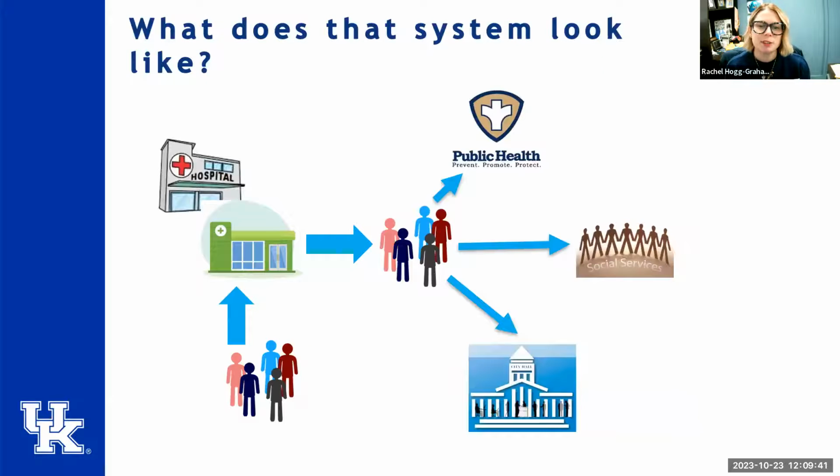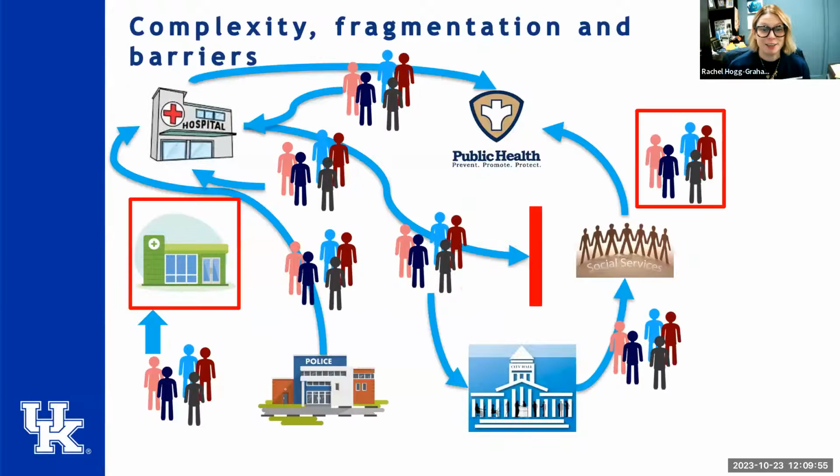So what does that system look like? Often we think it's very linear, that an individual might enter into the hospital, be screened on their unmet social needs, then referred out directly to the community organization that can meet those needs. Really fancy graphic here, but this is what that system actually looks like.